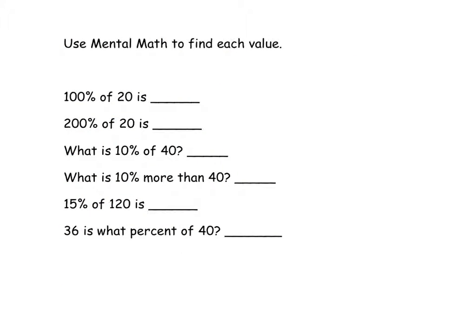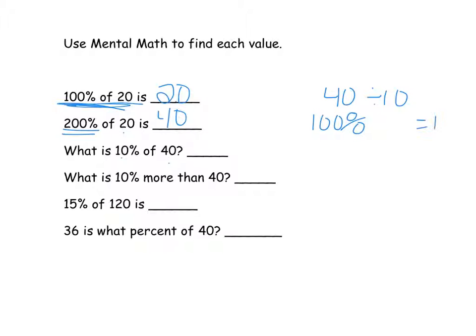All right, let's do some more quick ones. 100% of 20 is. This is the whole thing, so it's all of it, which is 20. So if 100% is 20, 200% doubles it. So 200% of 20 would be 40. 10% of 40. Remember, you have to divide that 40 by 10 because we're trying to get from 100% to 10%. So that means 4 is 10% of 40.